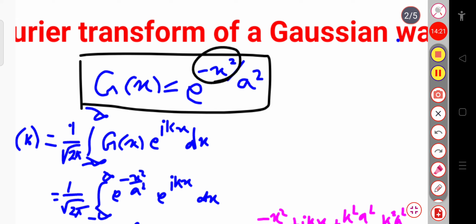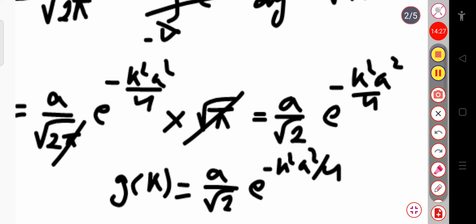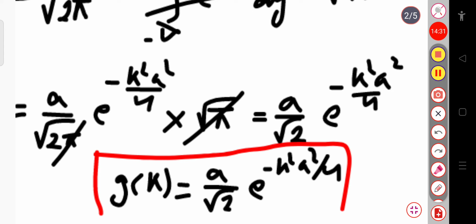Okay. Now if I take the Fourier transform of this Gaussian function, then what will we get? This will be equal to g of k equal to a by root 2 times exponential minus k square a square by 4. So you can see that here the exponential minus k square term is present. It means that the Fourier transform of the Gaussian function is itself a Gaussian function. Okay, the Fourier transform of the Gaussian function is also a Gaussian function.